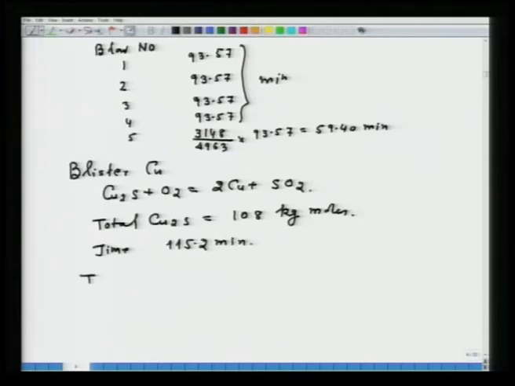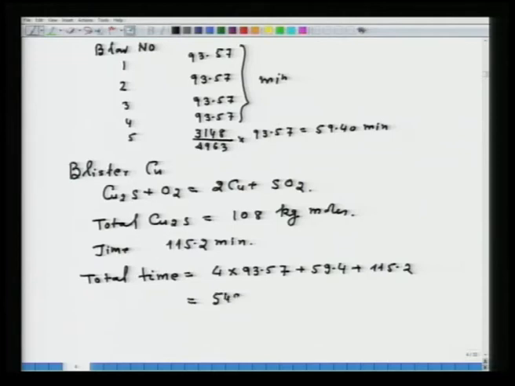So, total time would be 4 into 93.57 plus 59.4 plus 115.2. So, the total time required will be 548.5 minutes. So, that is the answer for this question.